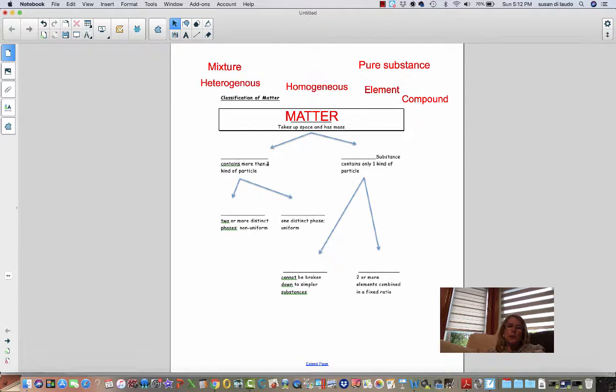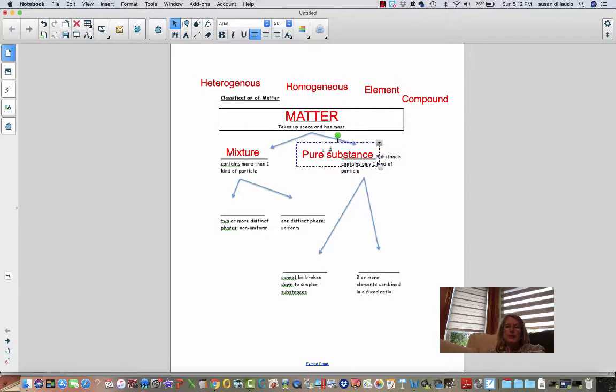And so if we're talking about matter containing more than one kind of particle, we call that a mixture. And there are many different kinds of mixtures, remember from grade 9. But if there's only one kind of visible particle, we call that a pure substance. So matter can be classified as mixtures or pure substances. And then, of course, within these two broad categories, mixture and pure substance, we can further divide down.